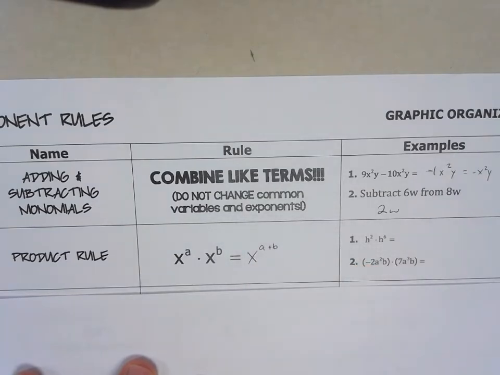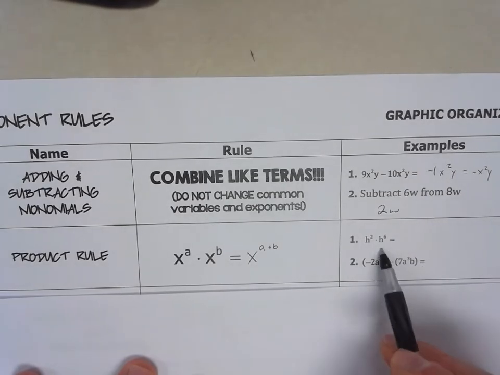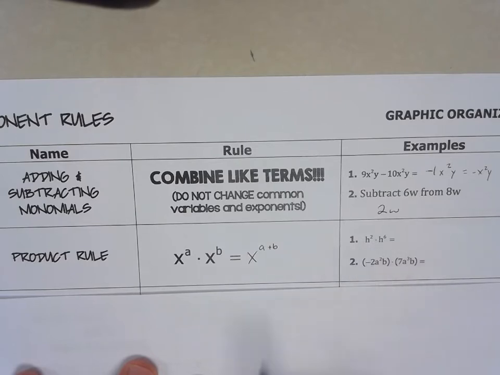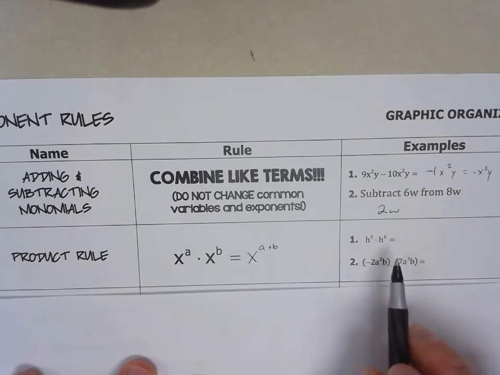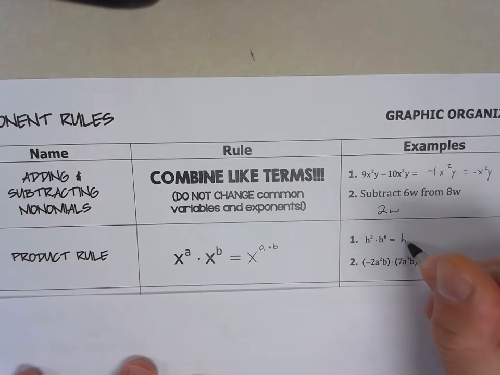Simple enough. Okay. If we have h squared times h to the 6, same thing as the x's. We're just combining our exponents together, just adding those together. So h to the 6 times h squared, we're going to get h to the 6 plus 2, which is, of course, going to be h to the 8th.